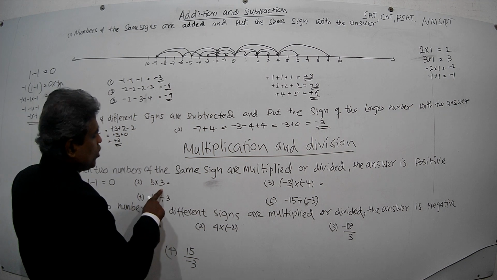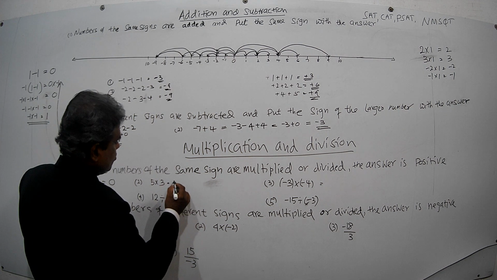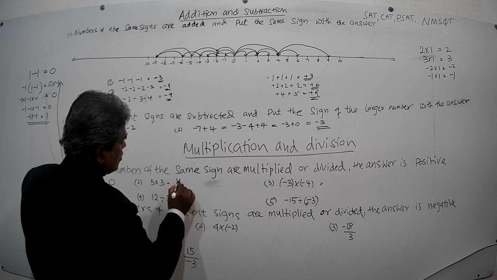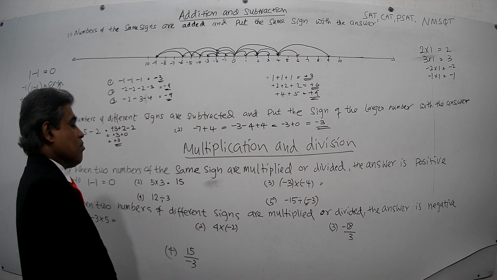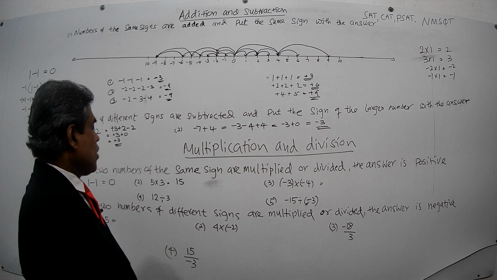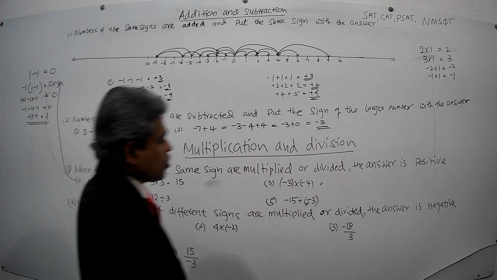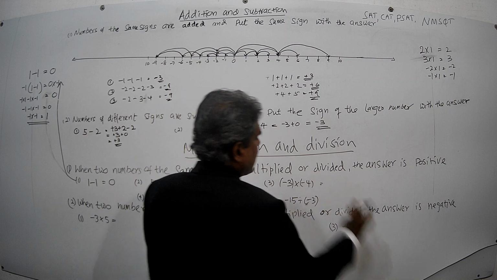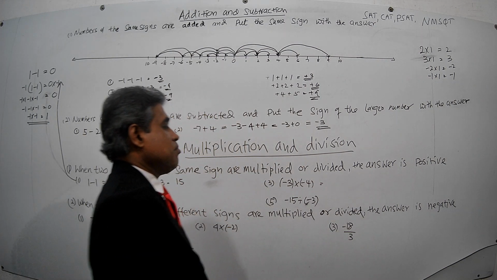Then we know this 5 into 3. 5 into 3 is what? 5 into 3 is 15. That is what we know from small grades, right? Okay, that is obvious. Then you go to this one. Then minus 3 into minus 4. That's the interesting part here.